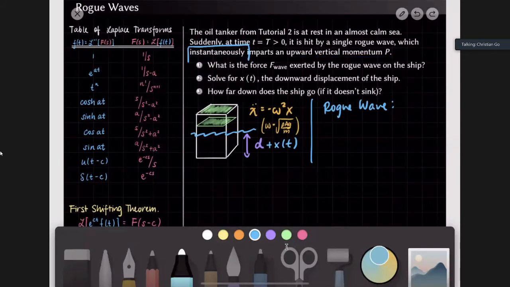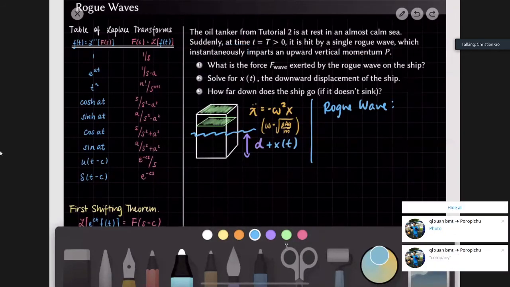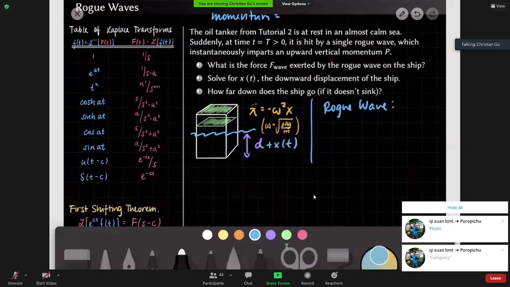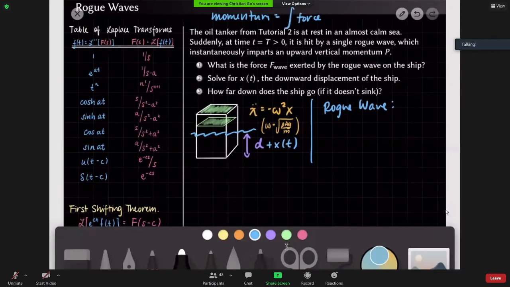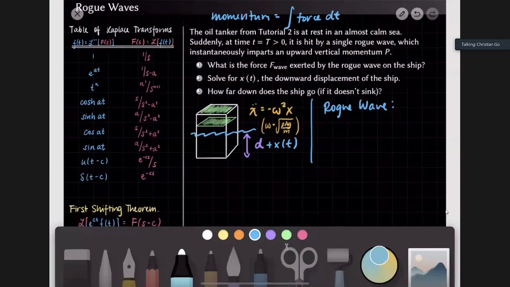Okay, what do we know about momentum? Momentum is just the time integral of force. And I think that was given as a hint for you guys, right? So we know that your momentum is equal to the time integral of your force. It's upward, and we've said that upward is going to be negative because the larger the x, the further down my ship goes. So for my rogue wave, the momentum is negative P. It's going to be the time integral of whatever your force function is. So let's integrate from 0 to infinity. Let's call this f of t for now, f of t dt, where this is the force imparted by the rogue wave. Okay, now here's a question.